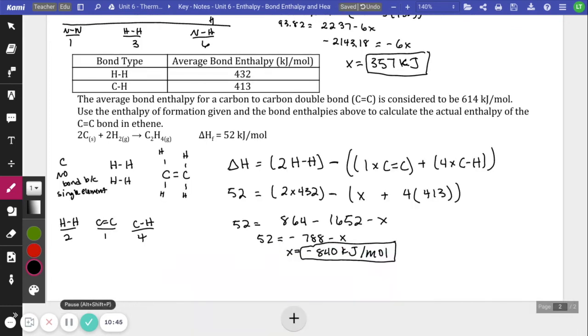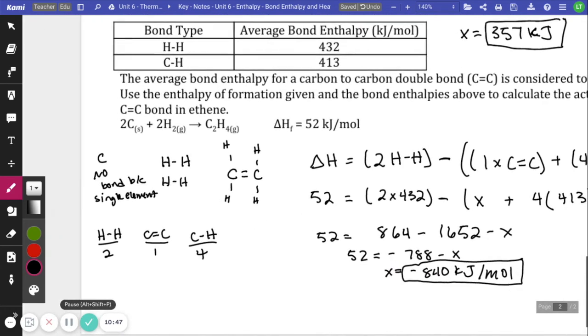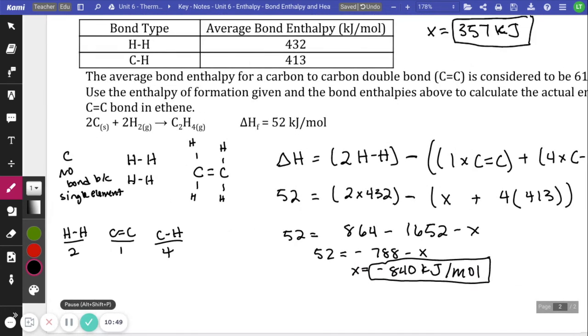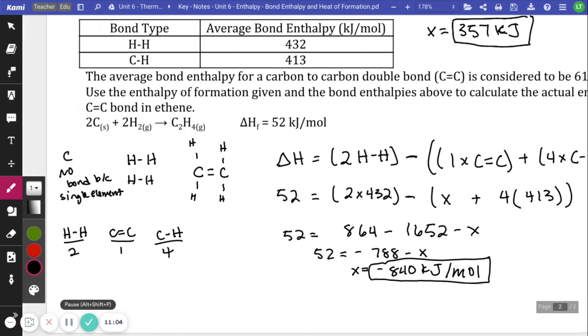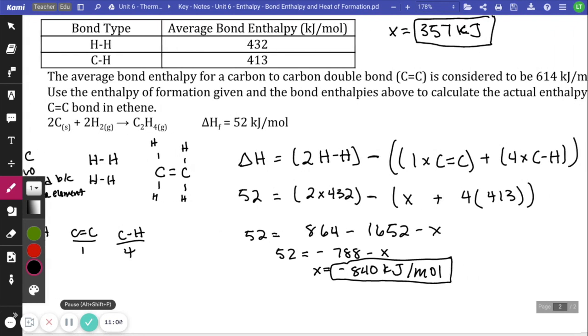All right, guys, so I have solved it. The first thing I did is I figured out all my bonds. So I have 2 hydrogen to hydrogen bonds being broken here. I have 1 carbon to carbon double bond, and I have 4 carbon to hydrogen bonds. Then I just plugged it into my equation. Obviously, carbon is a single element, so it doesn't have a bond there.